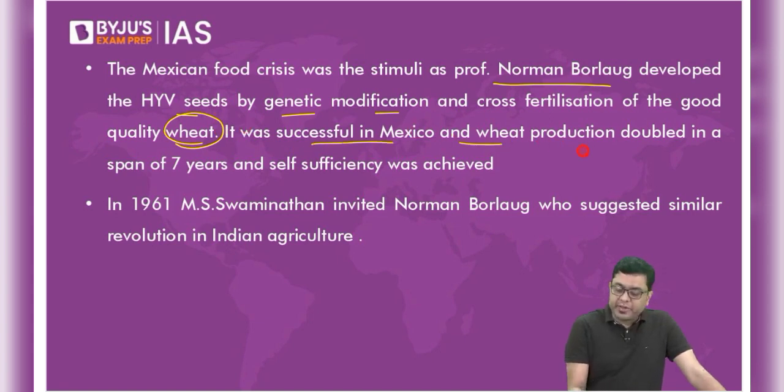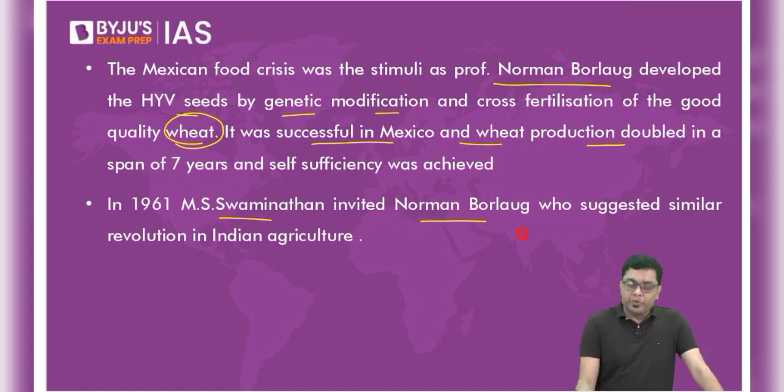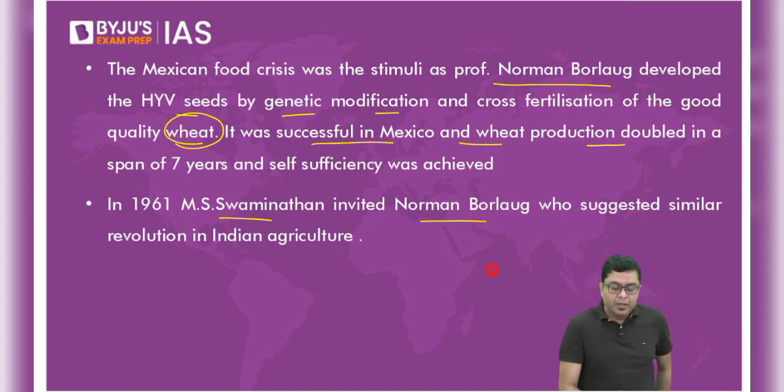Now, it was successful in Mexico, and the wheat production doubled in a span of 7 years, and self-sufficiency was achieved. M.S. Swaminathan invited Norman Borlaug, who suggested a similar revolution in Indian agriculture. So that is how you had the advent of the Green Revolution in India.